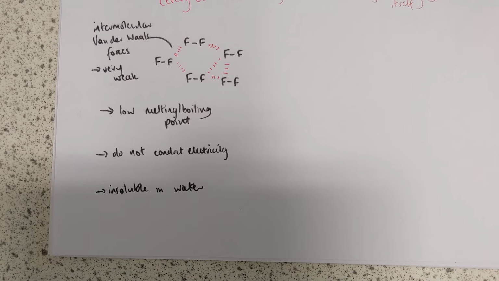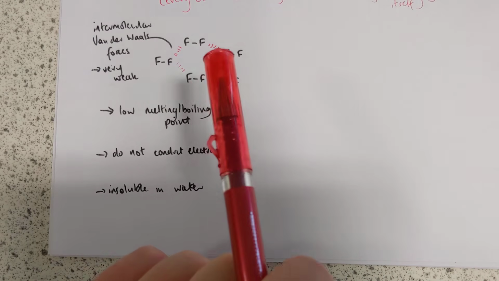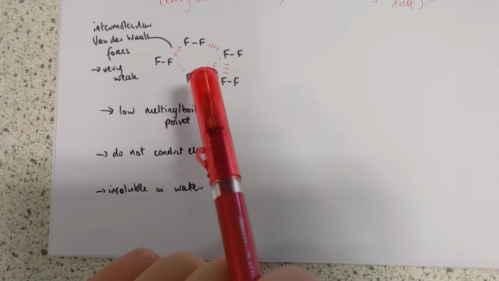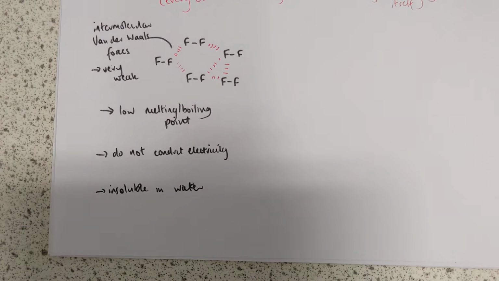That is simply because to get something like this to melt or boil, all you actually need to break is the van der Waals forces. You don't need to break the strong covalent bonds. Just getting the molecules separate from each other will make your substance melt or boil. So they're low melting point and boiling point because you only need a small amount of energy to break the weak van der Waals forces.